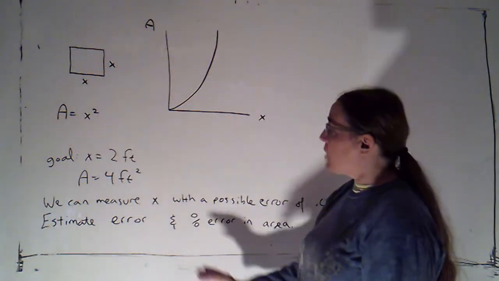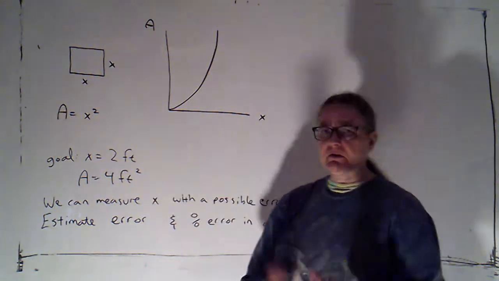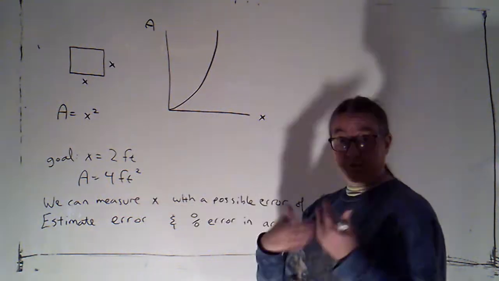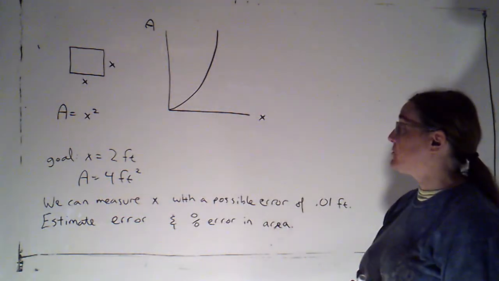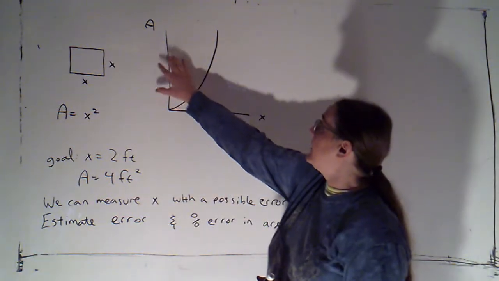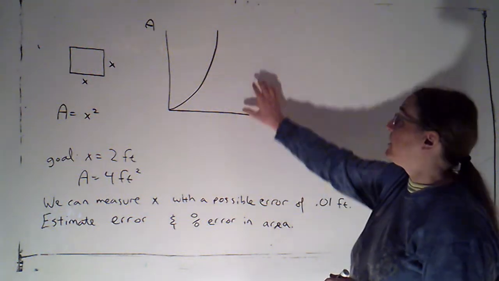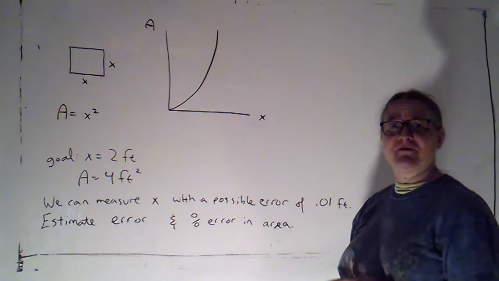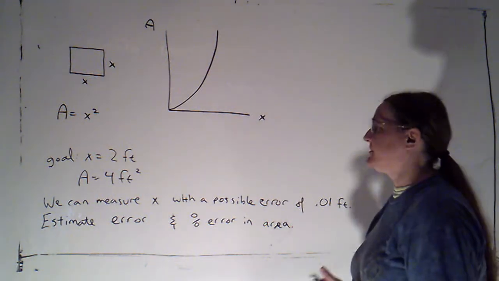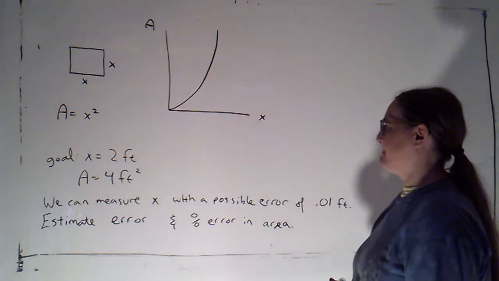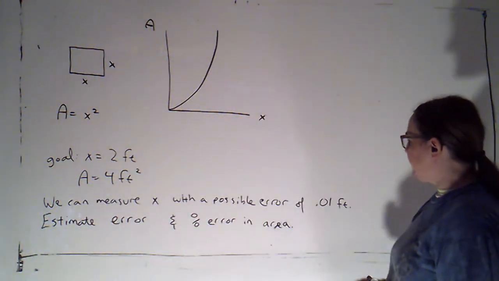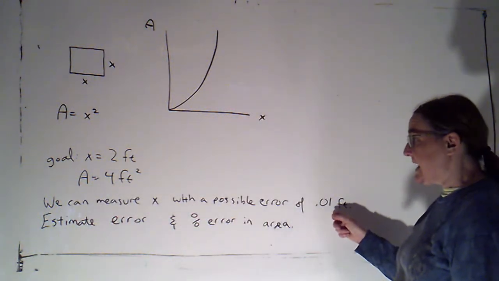Their goal, they're making fairly big ones, is to have them be 2 feet on each side. And of course, that means that the goal for the area is 4 square feet. And so we've got area as a function of x here. Looks fairly similar because area of a square or area of a disk, both are just multiples of some number squared. They're confident that they can measure x with a possible error of 0.01 feet.